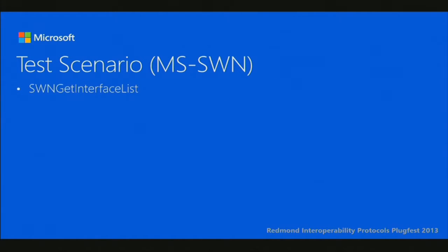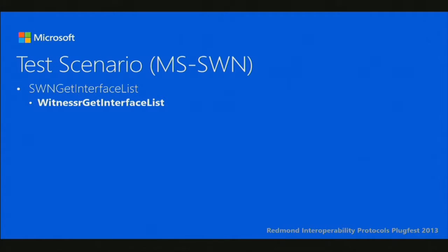For MS-SWN, this is a new protocol in Windows 2012, because there are 4 simple interfaces in SWN. We split the scenario into 3 scenarios. One is the SWN get interface list. We will test the get interface list by disabling the node.